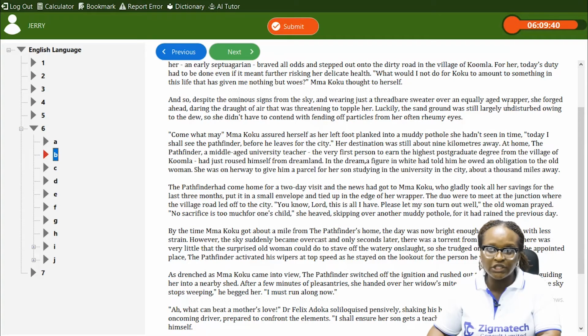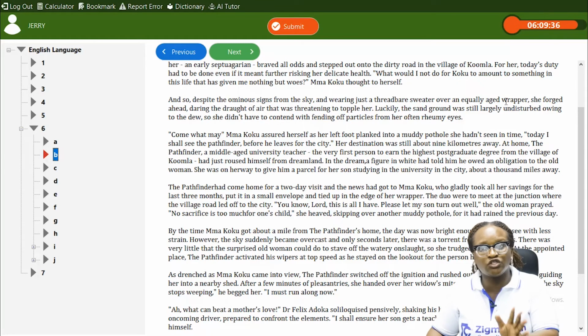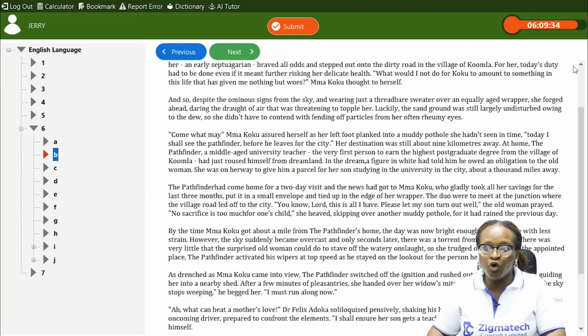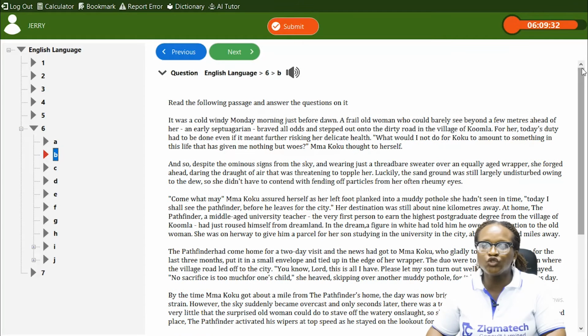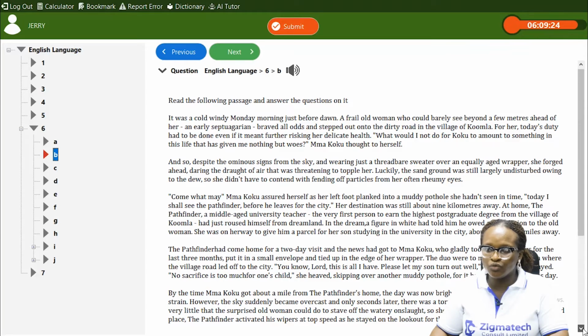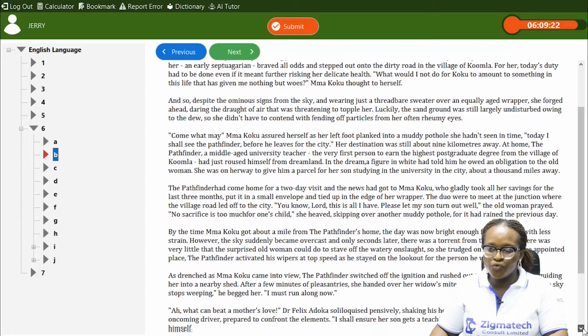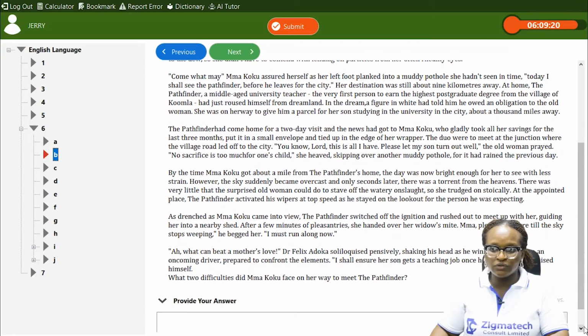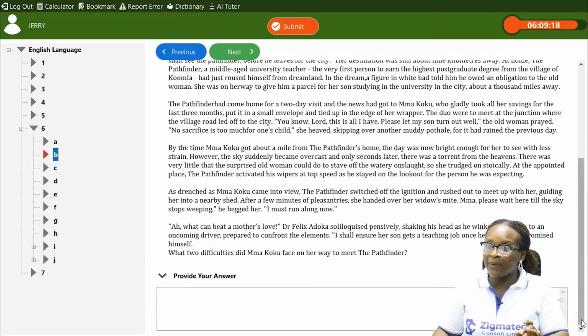The ground was muddy, and she had to steep her leg in the mud, and that affected her. It was very cold. That was the difficulty she faced. The rain was a difficulty, and the fact that she had to pass through muddy roads. Those are the difficulties that she faced. You saw how I answered it.